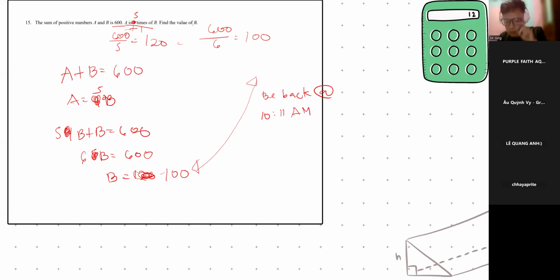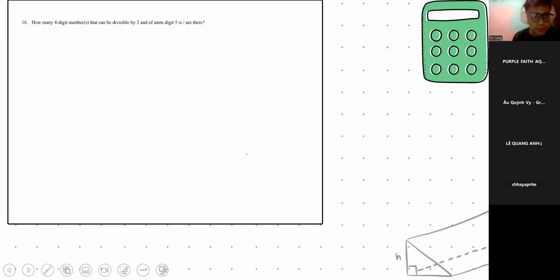Okay, so number 16. We're back because it's already 10:11. How many four-digit numbers can be divisible by 3 and have a units digit of 5? Okay? So note that the number should have a units digit of 5.